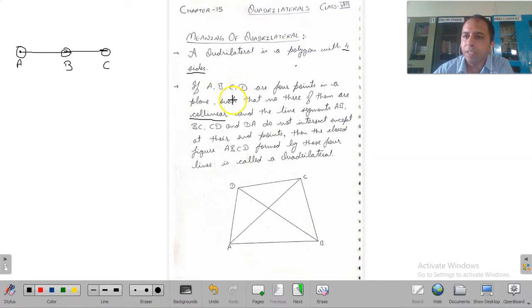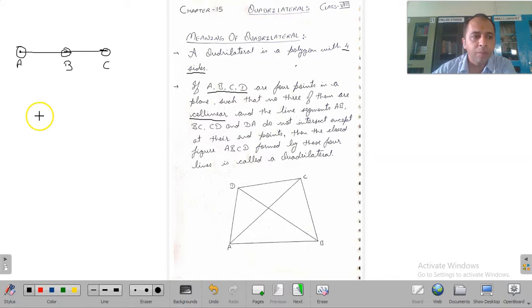But in the quadrilateral's definition, what do we have? No three of them are collinear. So out of these 4 points, no 3 points should be collinear. यानी कि इन 4 में से कोई भी ऐसे 3 points नहीं होने चाहिए जो कि collinear हो. And remember, 2 points are always collinear.